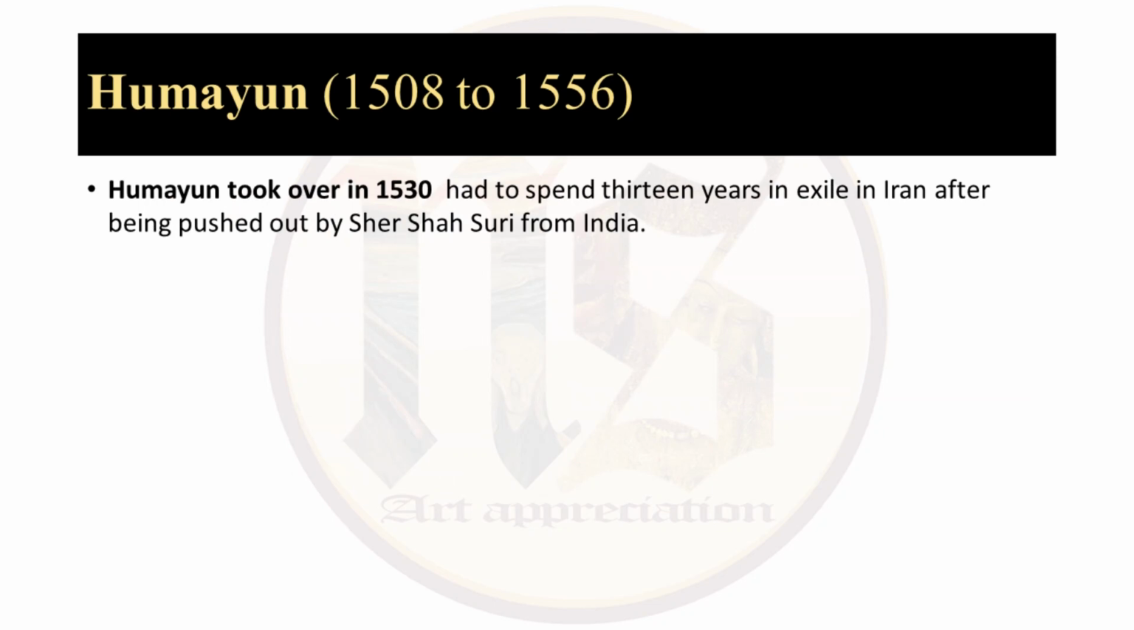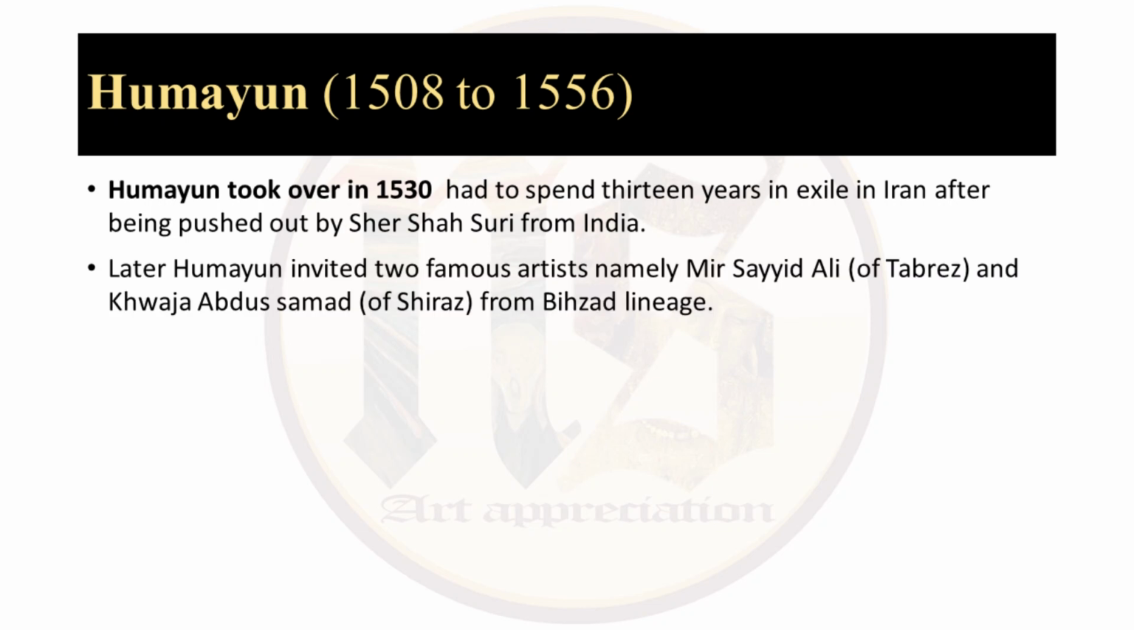Humayun took over in 1530, but he had to spend 13 years in exile in Iran after being pushed out by Sher Shah Suri from India. He took shelter at the court of Persian ruler Shah Tahmasp, where he got a chance to admire the Persian artworks. Later, he invited the famous artists Mir Sayyid Ali of Tabriz and Khwaja Abd Samad of Shiraz from Behzad's lineage to India. As a matter of fact, Abd Samad of Shiraz gave drawing lessons to little Akbar.